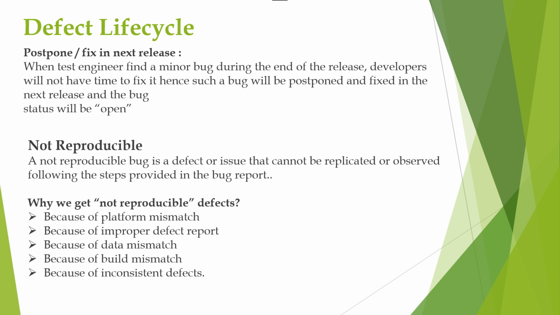Since the developer is not able to see any defect, he'll reply saying that I am not able to find the defect, or I am not able to reproduce the defect. Now let's see why we get non-reproducible defects. It might be because of platform mismatch, or improper defect report, or data mismatch, or build mismatch, or it may be due to inconsistent defects.